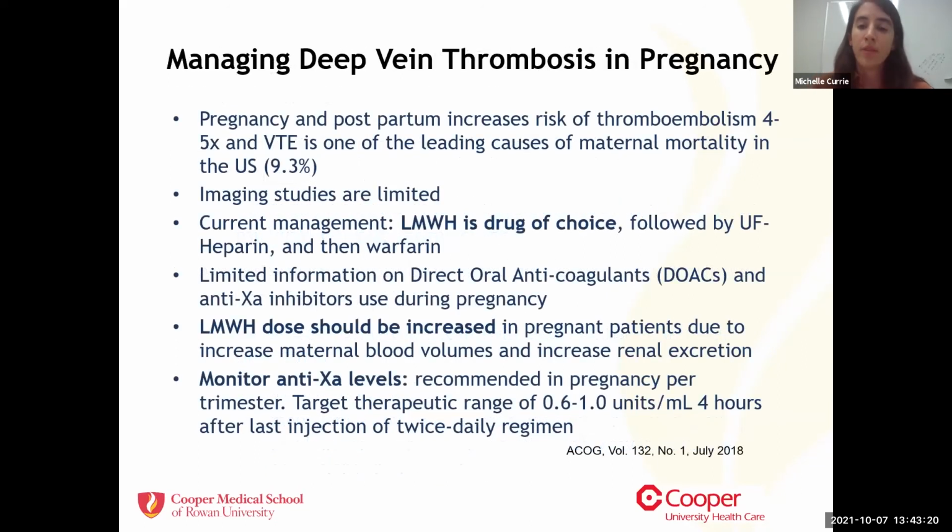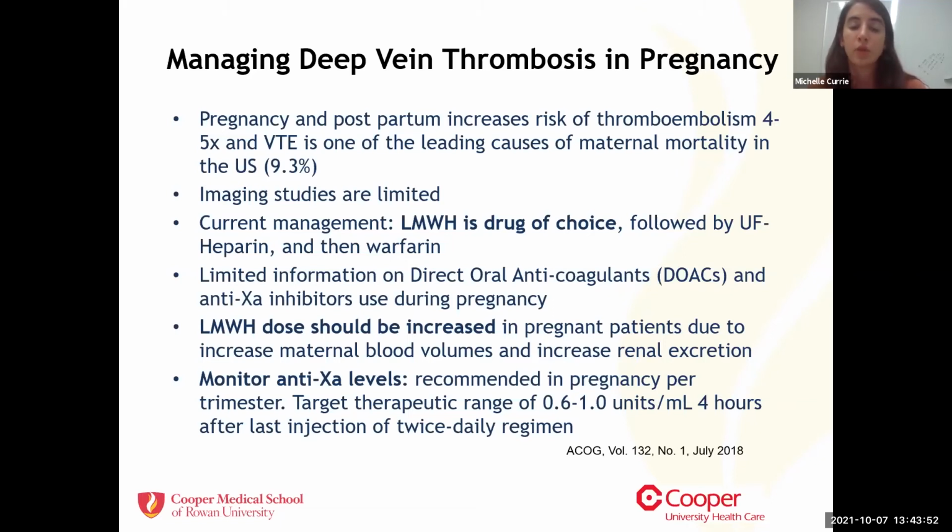And then managing deep vein thrombosis in pregnancy is important. Pregnancy and postpartum increases the risk of thromboembolism by 4 to 5 times, and VTE is one of the leading causes of maternal mortality in the US. Imaging studies are limited in pregnancy because you want to limit radiation exposure, and there is also limited information on direct oral anticoagulants and anti-factor Xa inhibitors during pregnancy.